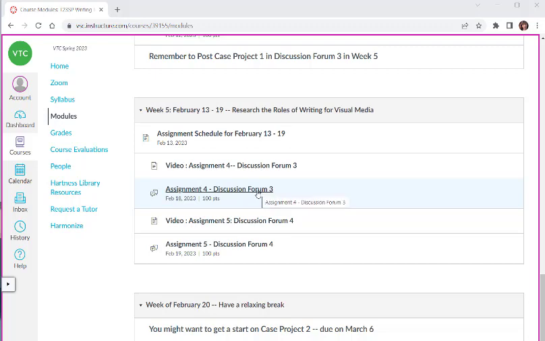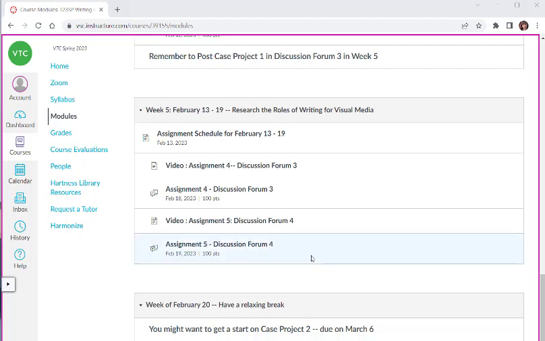But before we talk about this specifically, let's take a look at what's going on here. This is Week 5 of the semester. You've got this discussion forum to do, and the first post to this discussion forum. And then next week is a break week, and I'm suggesting you might want to get started on Case Project 2, which is Assignment 6.